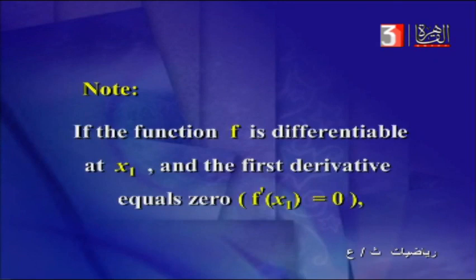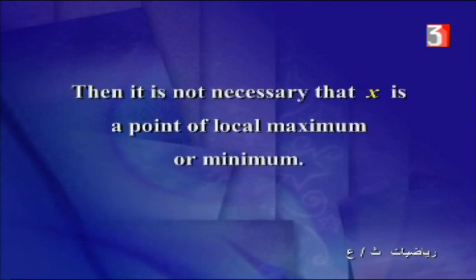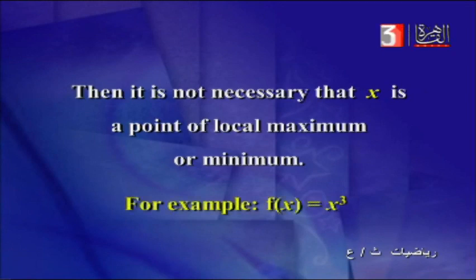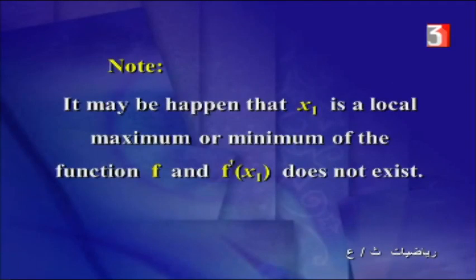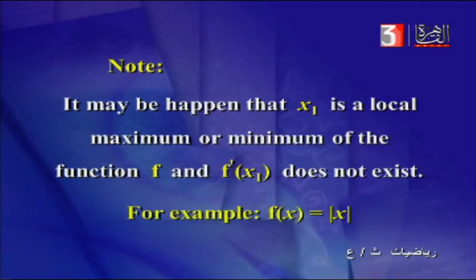Note, if the function f is differentiable at x1 and the first derivative equals 0, f'(x1) equals 0, then it's not necessary that x1 is a point of local maximum or local minimum. For example, f(x) equals x to the power 3. Another note, it may happen that x1 is a local maximum or local minimum of the function f and f'(x) doesn't exist. For example, f(x) equals absolute x.